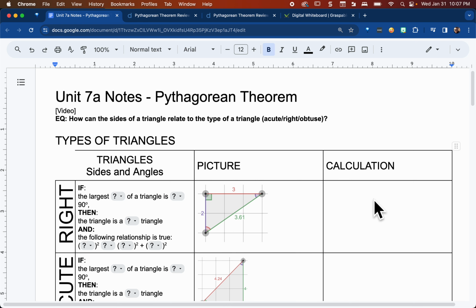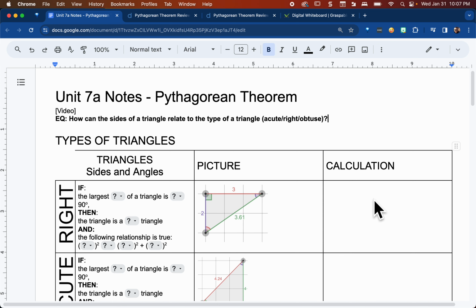Some notes dealing with the Pythagorean theorem and what's called the converse of the Pythagorean theorem. It's kind of like looking at not just right triangles, but also other types of triangles, like the acute triangles and the obtuse triangles. All right, so let's put some things together here.